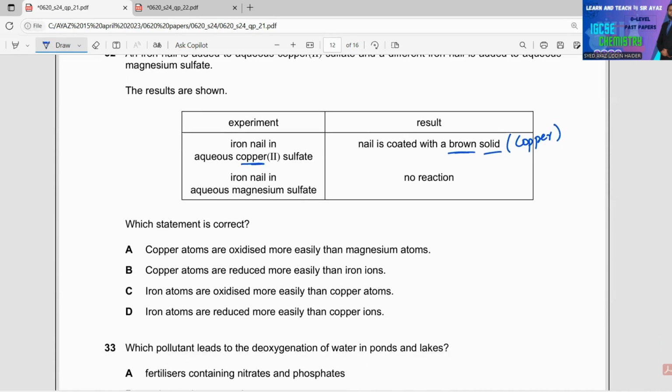Which statement is correct? A. Copper atoms are oxidized more easily than magnesium atoms. This is incorrect because if you recall the series, magnesium is at the top of the series, then copper. So magnesium will oxidize in preference to copper. So this is incorrect. B. Copper atoms are reduced more easily than iron ions. This is also incorrect.